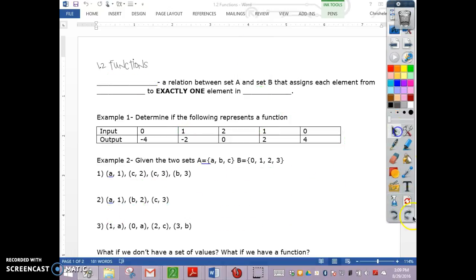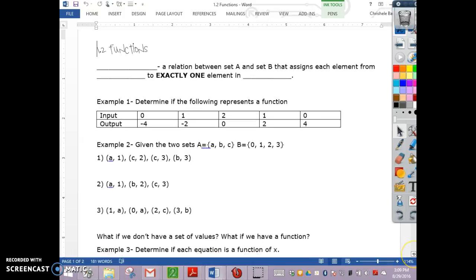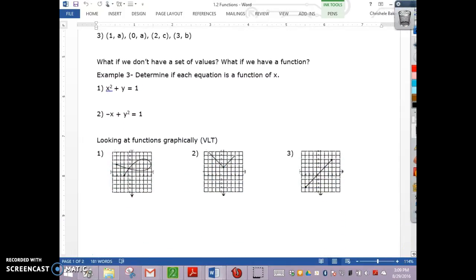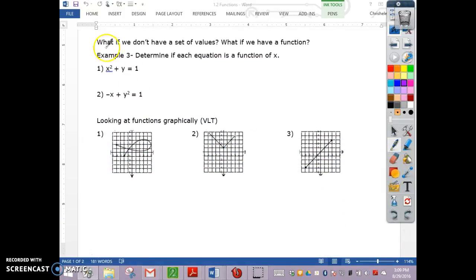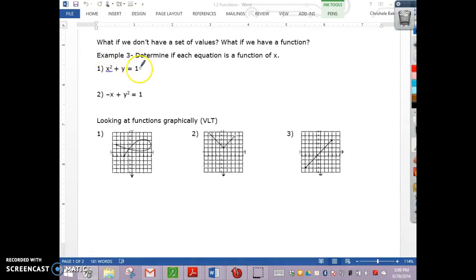Okay, so what if they don't list things and we can't test? We have to see if everything is a function here. Okay, so we have x squared plus y equals 1. Yes, that is a function. Negative x plus y squared equals 1. No, not a function, and I will explain why.